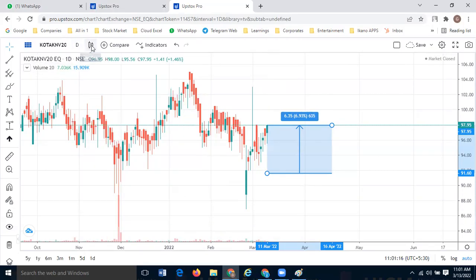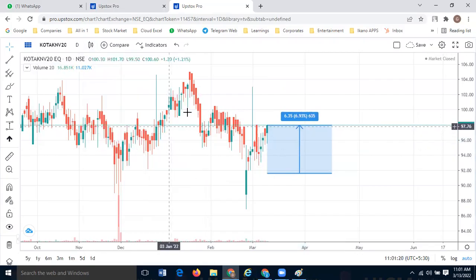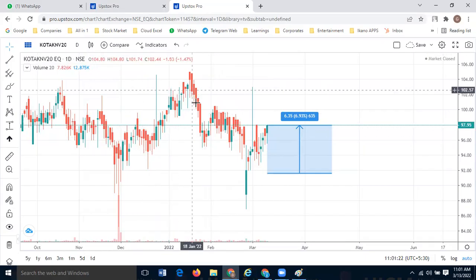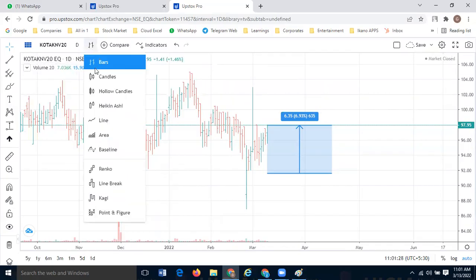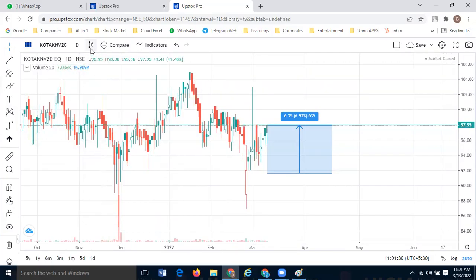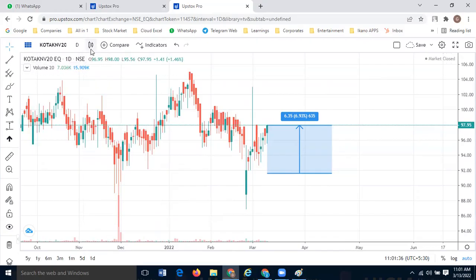This is the candlestick symbol, and there are various types. Whenever it is making a chart, there is a form and way in which it is making the chart. This is the candlestick one, which we have. This is the bar chart. There are different designs that you can use. This is the hollow candlestick. There are various things here, but we will only focus on the candlestick chart first.